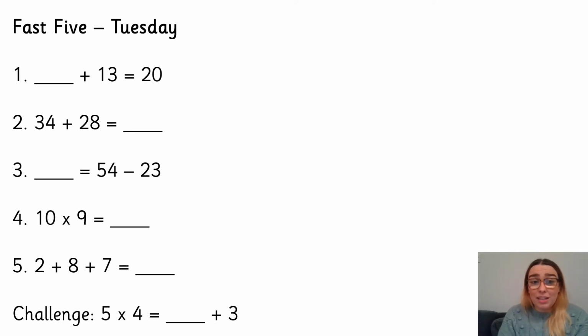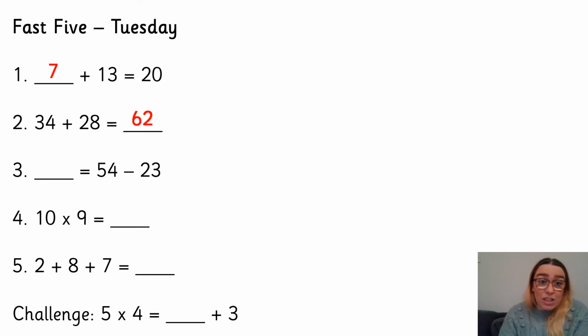So number one, something add 13 is 20, 7 add 13 is 20. Number two, 34 add 28 is something. Now for me, I would do something where we take something off of one number and add it to the other. So I would take 2 from the 34 and I would add it to the 28. That gives me 30, and I can add tens in my head very easily. So I've taken 2 from the 34, which gives me 32. I put it onto the 28, which gives me 30. 32 add 30 is 62.